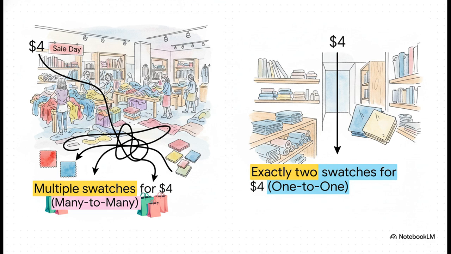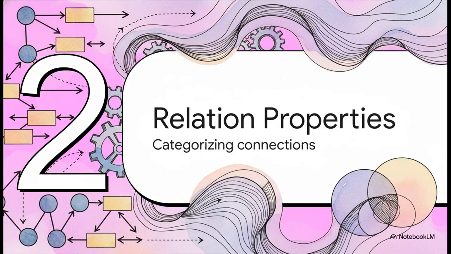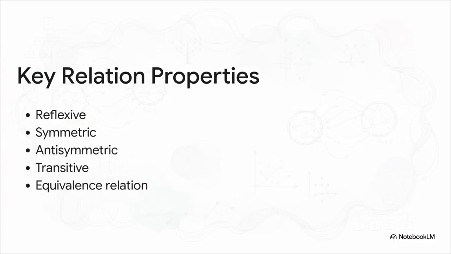But on a regular day, swatches are just a flat $2 each. So if you spend $4, you are absolutely getting exactly 2 swatches. No guessing. That is a solid, reliable, one-to-one relation. Section 2. Properties of relations. Now, mathematicians categorize these relations based on certain key properties: reflexive, symmetric, antisymmetric, and transitive. Let's use a family tree to kind of make sense of this, specifically looking at the transitive property.